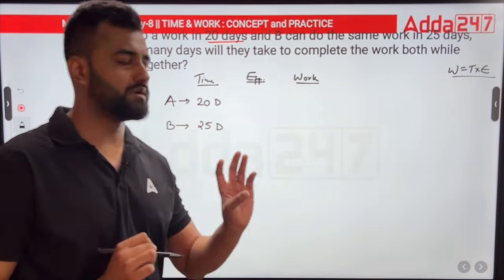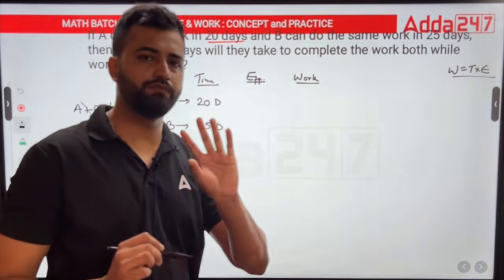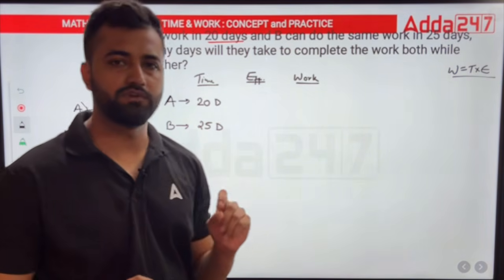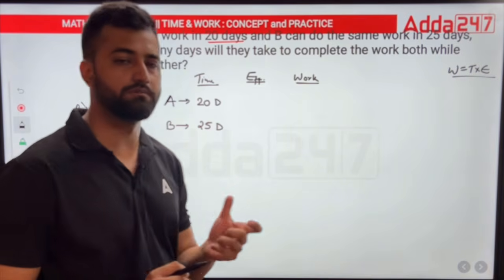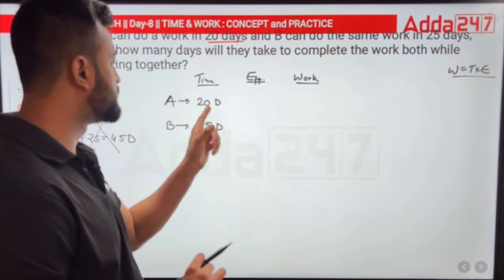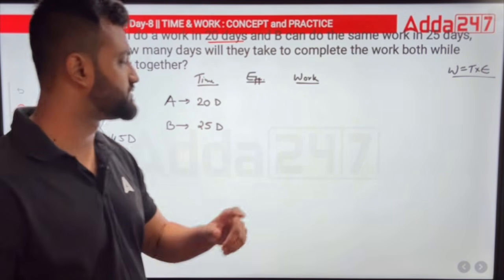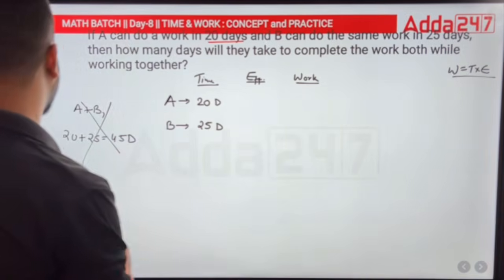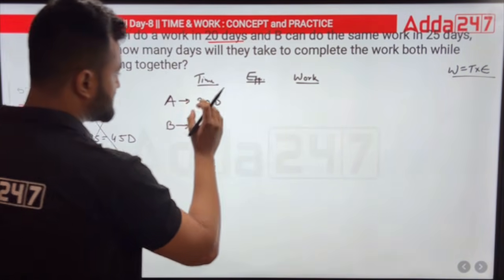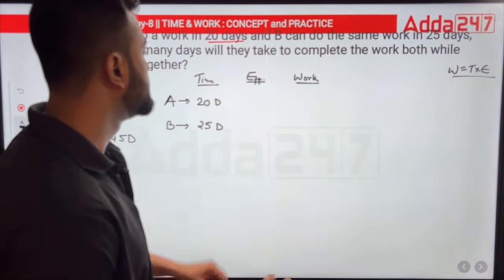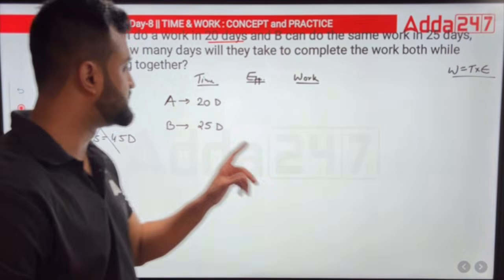Now, in this world, you can take any number, whatever you feel like. But what we are going to do is smart work. Smart work is we are going to take such a number which would be divisible by both of these numbers. It will be very easy to calculate, and that would be the LCM of these two numbers. So we are going to take the total work to be the LCM of these two numbers. In any question, the total work will always be the LCM of these two numbers.